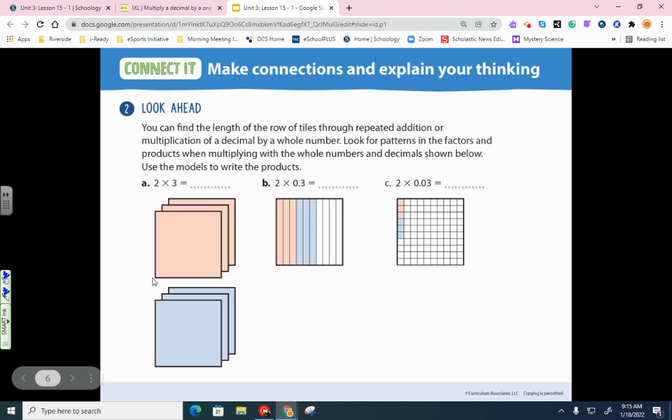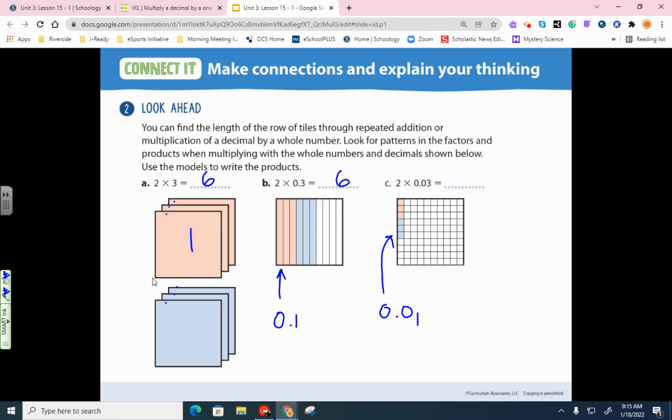So these are interesting. These will help you with your IXL today. So if you've got a full square here, that's 1 whole. If you've got a single line up here, that equals a tenth, and a single cube right here, that's equal to a hundredth. So they want to know what 2 times 3 is. You know that's 6, but you've got 1, 2, 3, 4, 5, 6 here. And then 2 times 3 tenths.